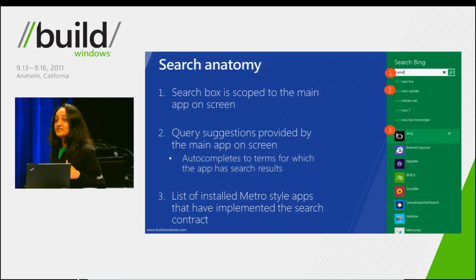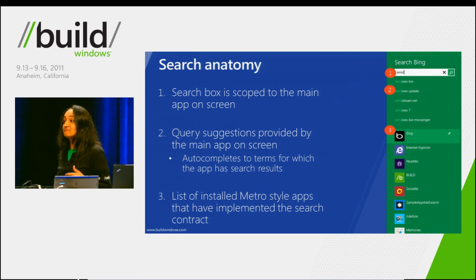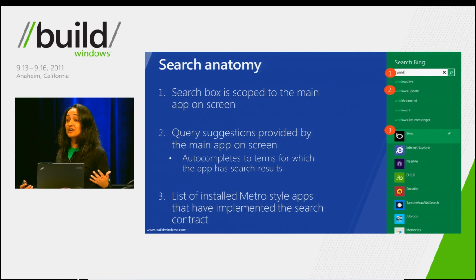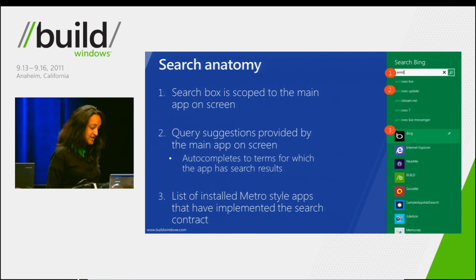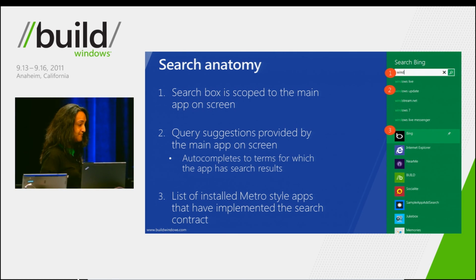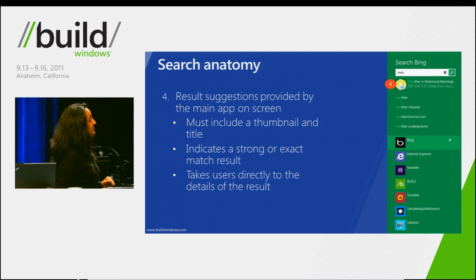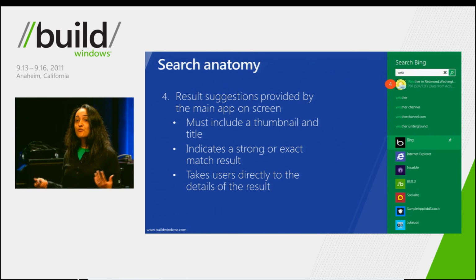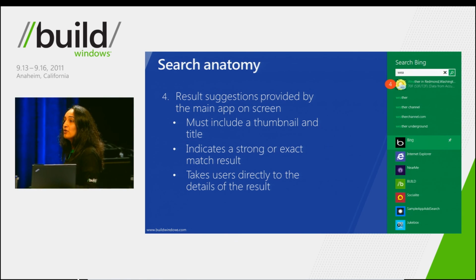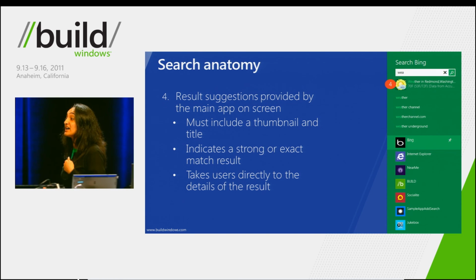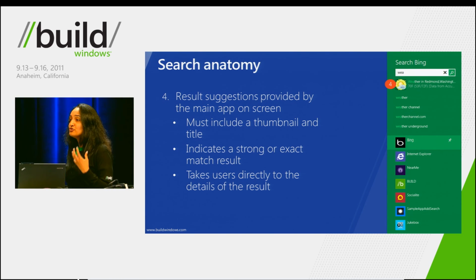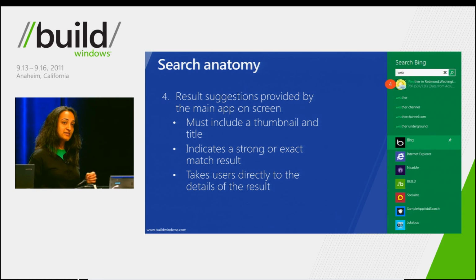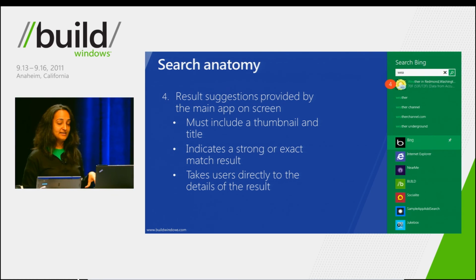Below the query suggestions, you see a list of Metro-style apps. These are my installed Metro-style apps that have implemented the search contract. They automatically show up once I install them, no additional configuration necessary. And then the other type of suggestion apps can supply are result suggestions. And this is a great way to get the user quickly and efficiently to the most obvious or most relevant result while they're typing in the search box. You use them to indicate a strong or exact match result. And if you're going to supply a result suggestion, you have to supply a thumbnail and a title.